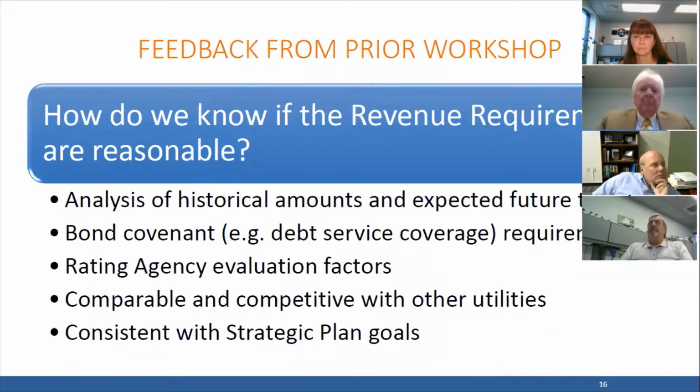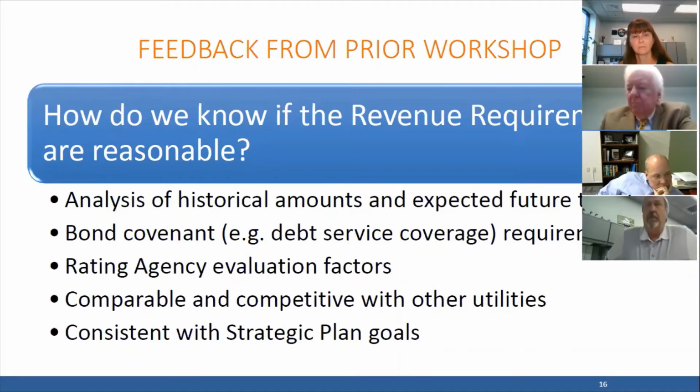But first I want to circle back a little bit to the prior workshop, and one of the big questions that came out of that was, how do we know if the revenue requirements are reasonable? And that's a big question. It's a good question, and it's one of the most important questions that you, the board, has to answer. And so I want to make sure that we're clear on how you go about getting comfortable with the revenue requirements and therefore the rates that are being proposed.